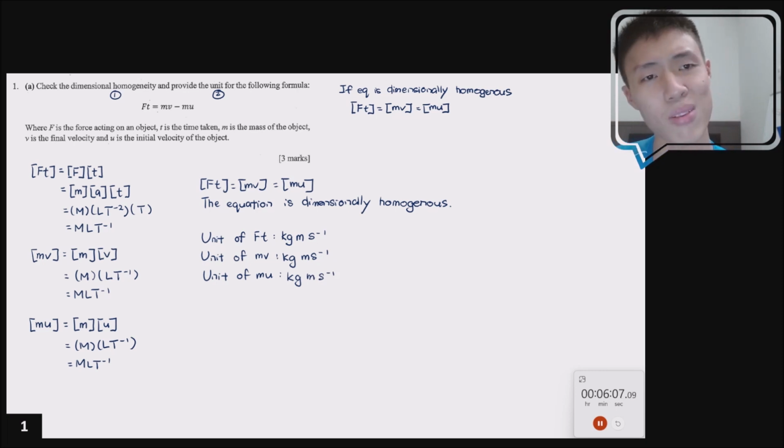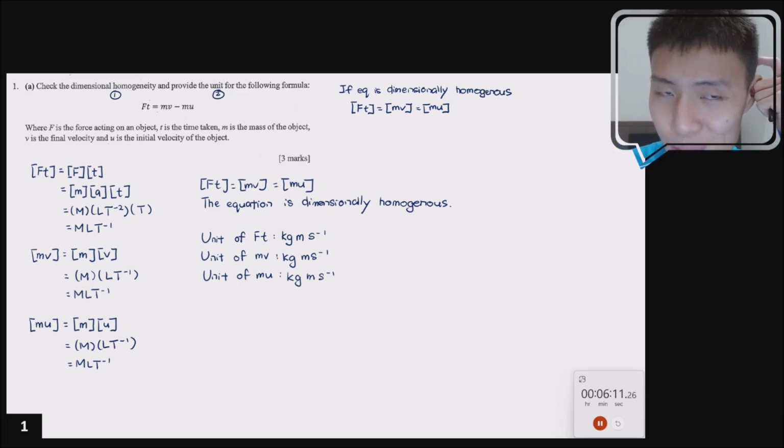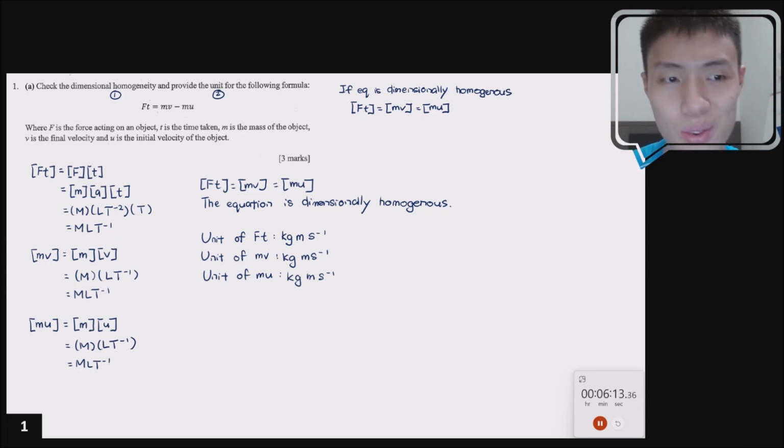Okay, so they asked me to provide a unit for the following formula. I don't know how they provide a unit for a formula, but I know each term can have its own unit. So I just give the unit for each term. Okay, so I think that's it. I finished solving question 1. That's about 6 minutes. Let's move on to the next question. Oh, that's not the end. Oh, there's 1b. Okay, I think we need to speed up a little.